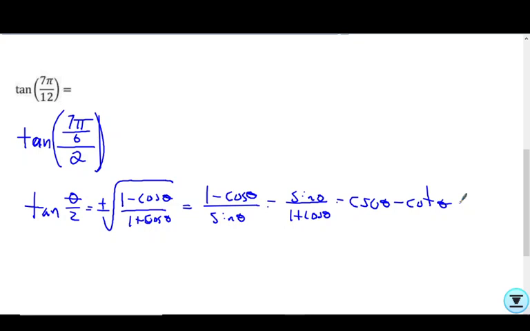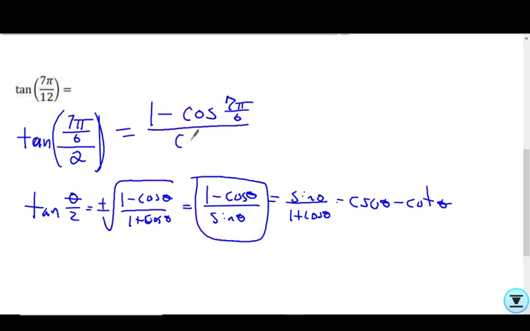The one I like best is this one. And the reason I like that one is because it uses cosine and sine, which I know very easily off the unit circle. And it's only got one thing in the denominator. So to simplify it makes my life a whole lot easier. So that's the one I'm going to use. So this is going to be 1 minus the cosine at 7 pi over 6 over sine at 7 pi over 6.